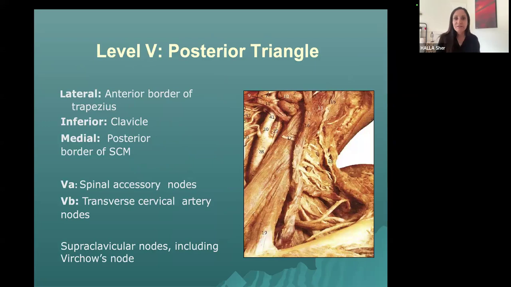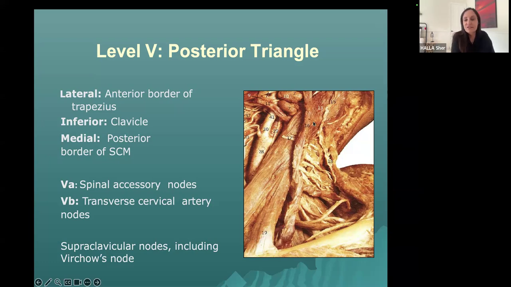Level 5, we call that also the posterior triangle, and you can see that here quite clearly in this cadaver photo. The posterior border of the sternocleidomastoid muscle is the anterior limit, and then inferiorly the clavicle, posteriorly the anterior border of the trapezius muscle. So this is our level 5 posterior triangle.